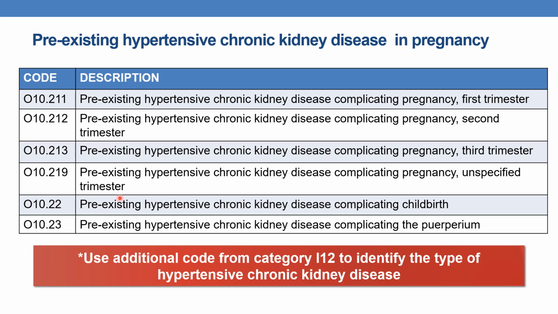O10.219 indicates unspecified trimester. Whereas O10.22 indicates pre-existing hypertensive chronic kidney disease complicating childbirth, and O10.23 indicates pre-existing hypertensive chronic kidney disease complicating puerperium. And whenever we are coding these codes, O10.211 through O10.23, we need to use an additional code from the category I12 to identify the type of hypertensive chronic kidney disease.